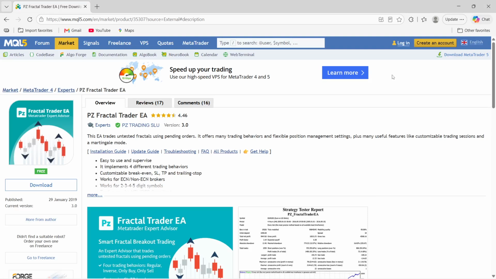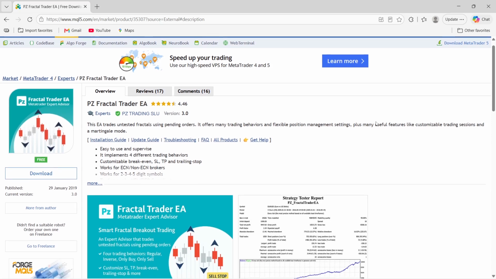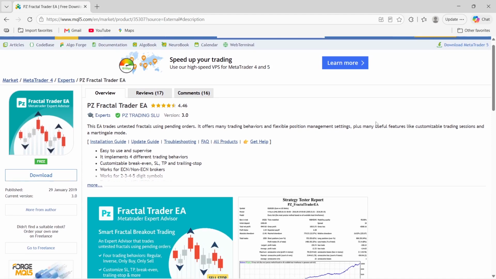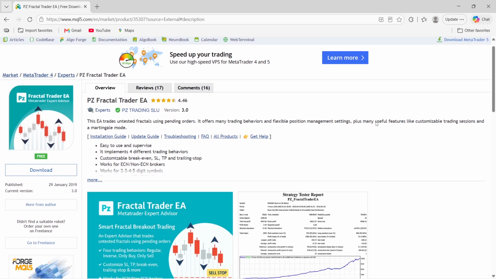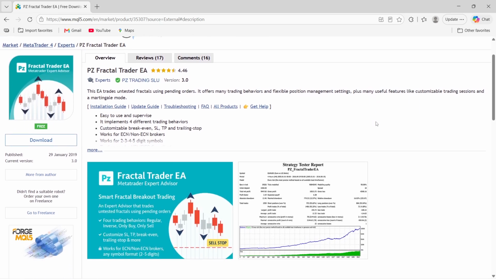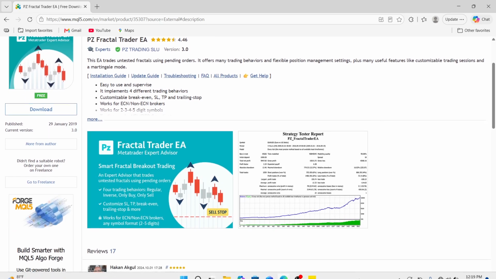Today we're taking a look at the PZ Fractal Trader EA for MT4 and MT5. It's a free one from PZ Trading, and honestly, fractal strategies have been around like forever. So I wanted to see if this one actually holds up. If you're into simple breakout style robots, stick around because we'll break down exactly what it does, what the developer claims, and what my own backtest showed.